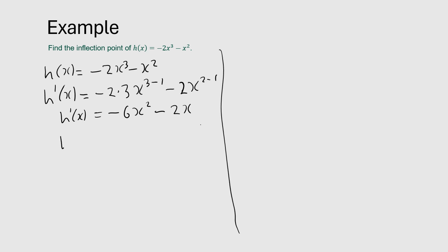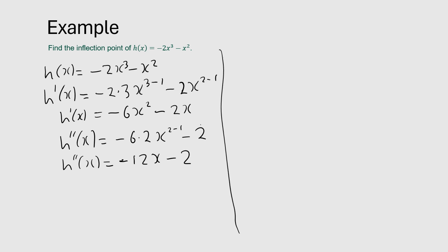So this is h prime of x. Then we differentiate this again. h prime prime of x: this is minus 6, we take this 2 here, 2x to the 2 minus 1, minus, this is just 2 and x to the power 1, so we take the constant 2. So h prime prime of x will be minus 6 times 2 is minus 12x minus 2, because 2 minus 1 is just 1, so it's just x to the power 1. To find the point of inflection, we let h prime prime of x be equal to 0. This implies minus 12x minus 2 equal to 0.